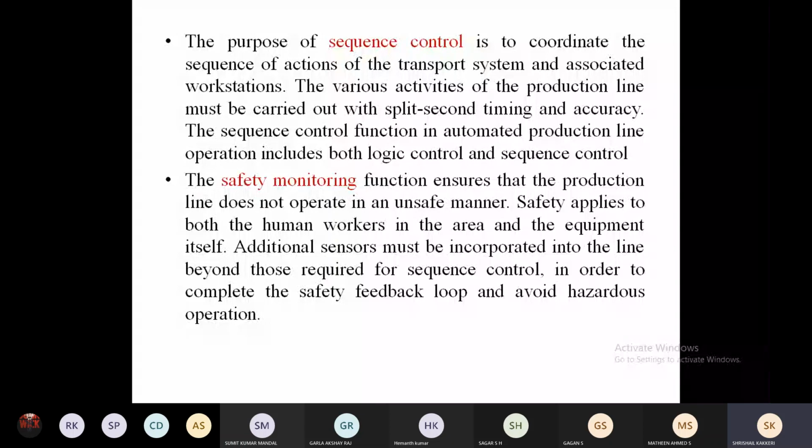Like this, a particular machine has some arms and work holding devices, many things. Or a robot has its arm that picks an object and keeps it somewhere else. It works within a specified area only. That specified area is called the workspace or work volume.